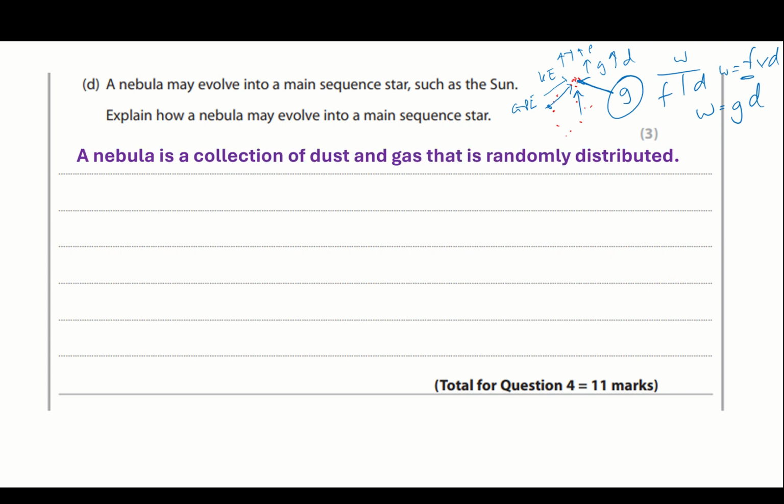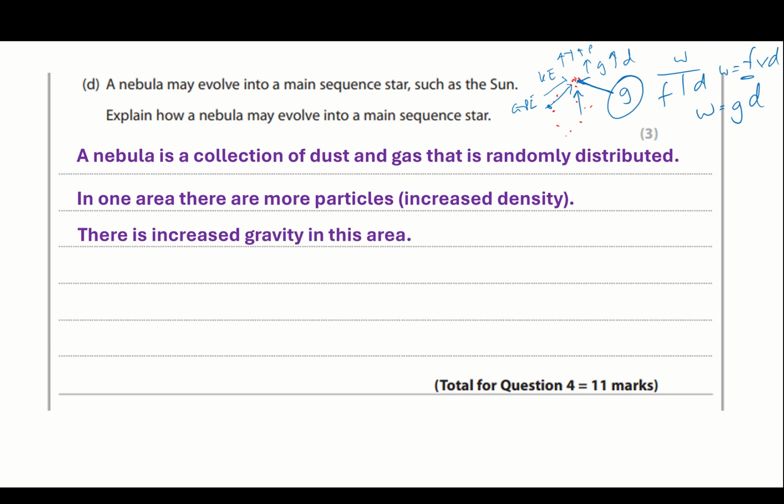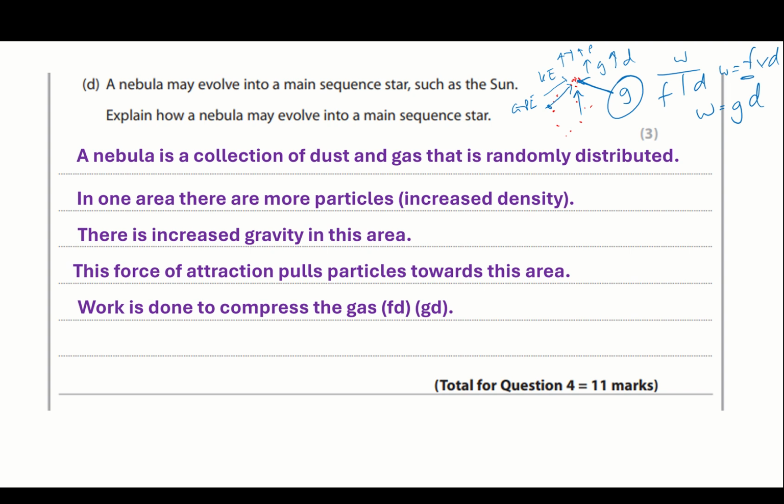So a nebula is a collection of dust and gas, and it's randomly distributed. In one little area there are more particles, so there's increased density. Because of this increased density, there's increased gravity in this area. This force of attraction will pull particles towards this area. So work is being done to compress the gas, force times distance, or gravity times distance, because gravity is the force. Temperature and pressure will increase until eventually fusion takes place. And I said to you in lesson, I'd love to be there at that moment where a star was born, in that first instant of fusion. It would be marvellous. And I believe that's the end.